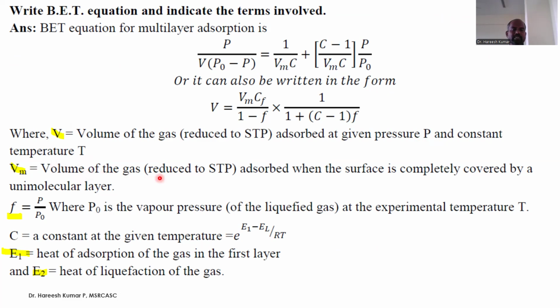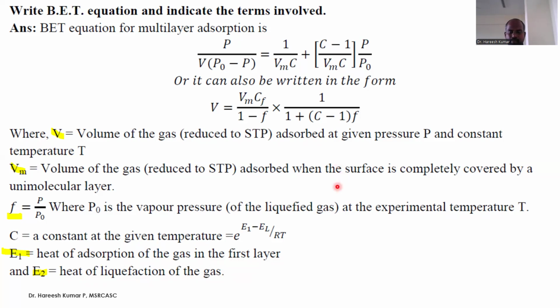Vm is equal to the volume of a gas reduced to standard temperature and pressure, adsorbed when the surface is completely covered by a unimolecular layer. F is equal to P upon P naught, where P naught is the vapor pressure at the experimental temperature T. C is a constant at a given temperature, that is, C is e to the power (E1 minus EL) upon RT. So here E1 is the heat of adsorption of a gas in the first layer, and EL is the heat of liquefaction of a gas.